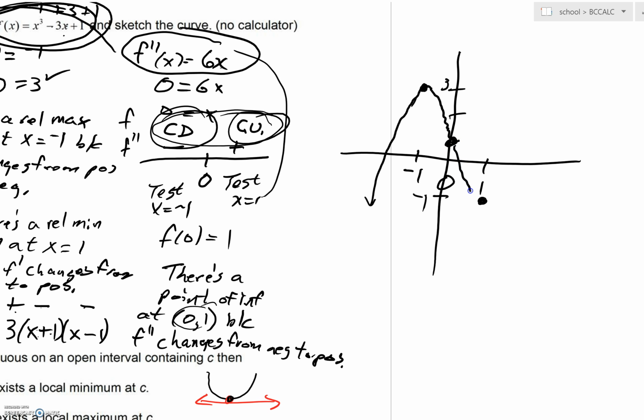So what's that going to look like? Well, it's going to look something like that. I can check my curvature, where I'm concave up, where I'm concave down. I can see where I've got a relative max, I've got a relative min. The inflection point, very important point because it's telling you where the curvature changes.